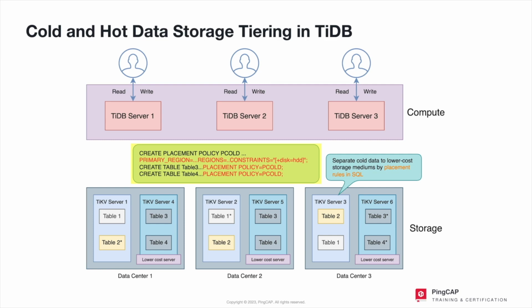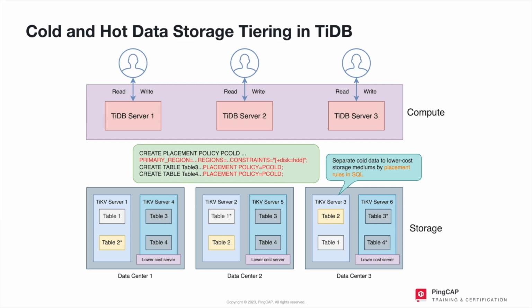So when creating tables 3 and 4, we specify their placement policy as pcold. As a result, these tables are placed in the inexpensive storage servers TiKV4, 5, and 6, which, as we mentioned earlier, are designated for storing cold data. The high-performance SSD storage servers, TiKV1, 2, and 3, were designated for the hot tables, table 1 and table 2, to use.